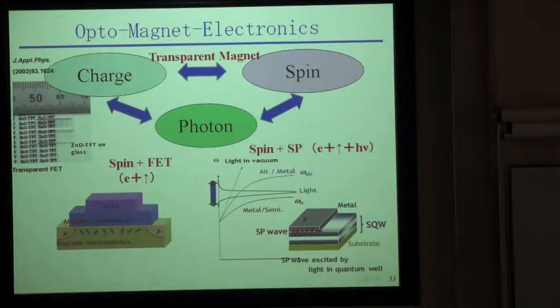Okay, I have to terminate my talk. So today I'd like to explain the relation of electrons and spins, that is spin electronics based on cobalt zinc oxide, and we have also introduced the possibility of spin-light interactions in the case of some plasmon-based zinc oxide devices.